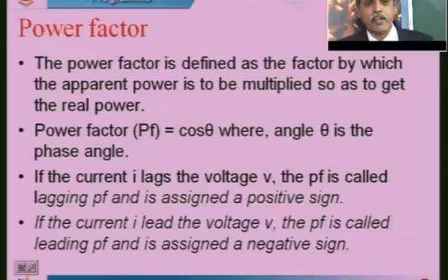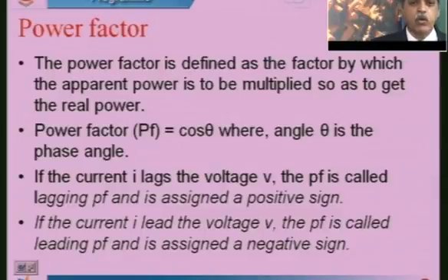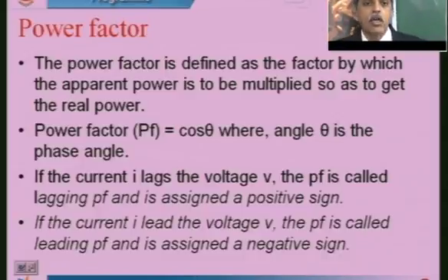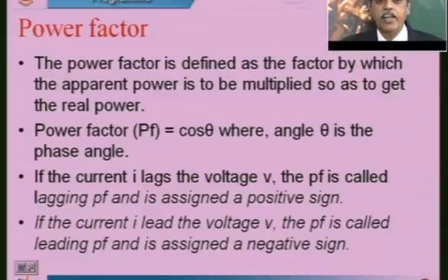Now come to the power factor. It is defined as the factor by which the apparent power is to be multiplied so as to get the real power. So the power factor in the expression for power is equal to cos theta, where theta is the phase angle difference between voltage and current. If the current I lags behind the voltage, the power factor is called a lagging power factor and is assigned a positive sign. If the current is leading the voltage, the power factor is called a leading power factor and is assigned a negative sign.